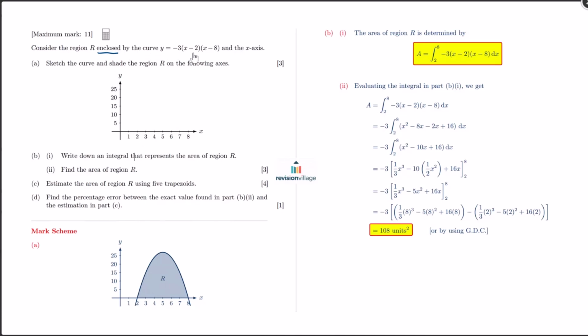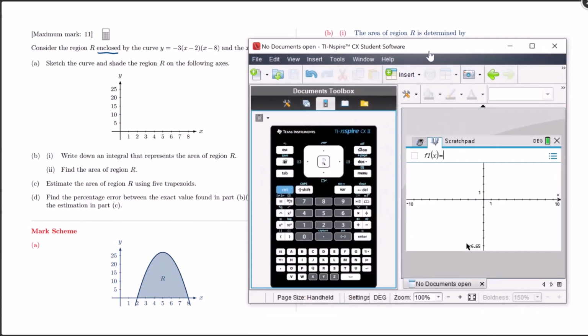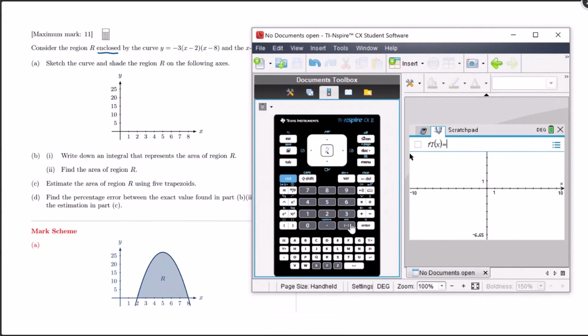Now I would just simply recommend here just using the graphing section of the calculator to plot this curve and then just shade the region between the curve and the x-axis. Let's go ahead and do that. Let's go across to the graphing section here. Let's enter in this equation.